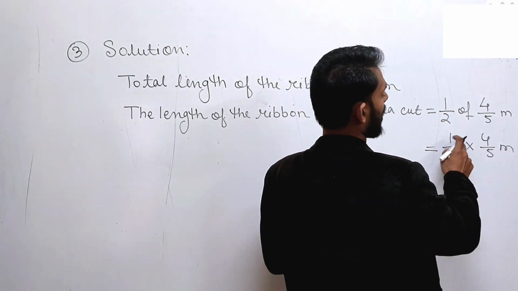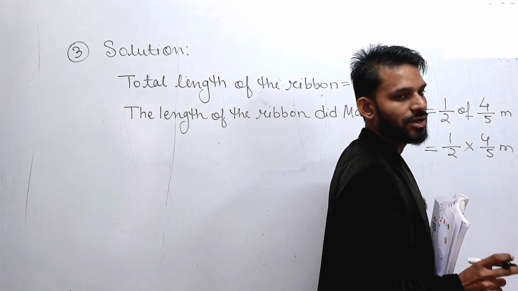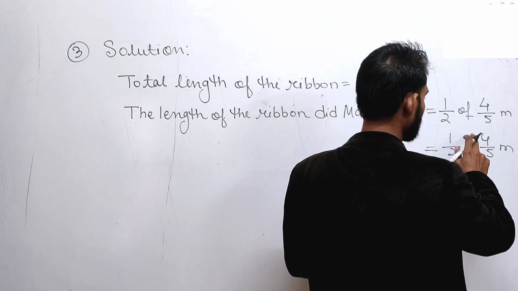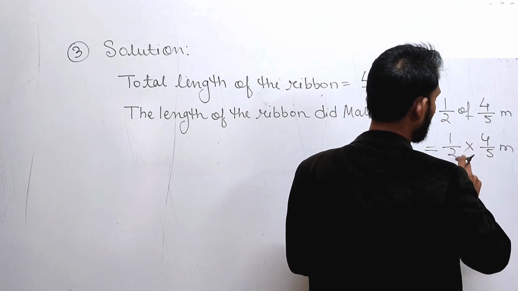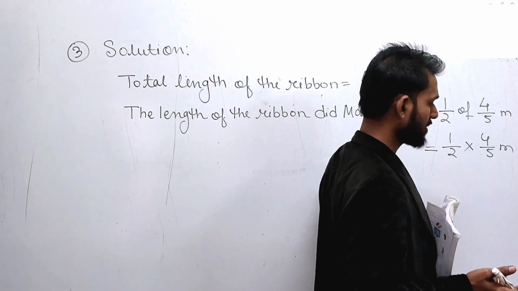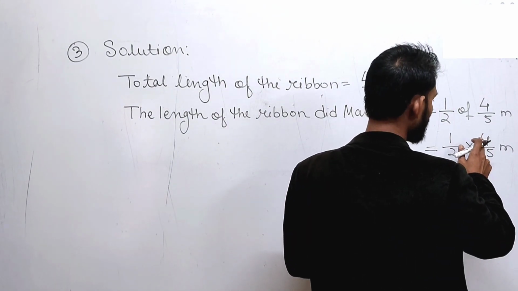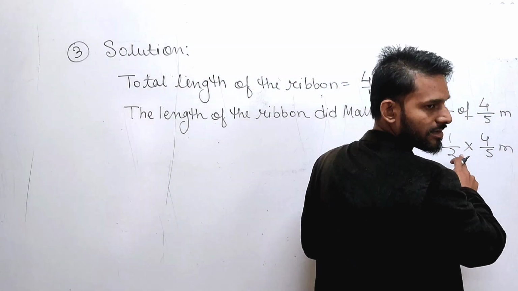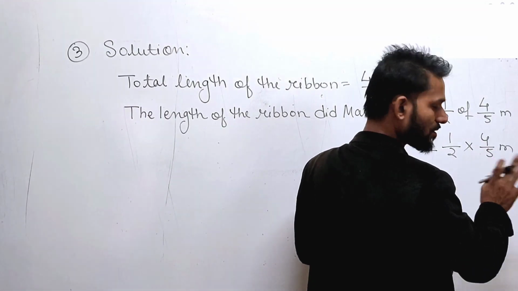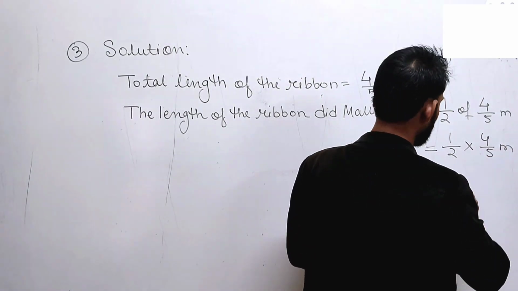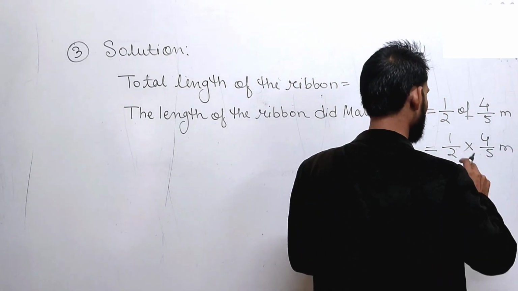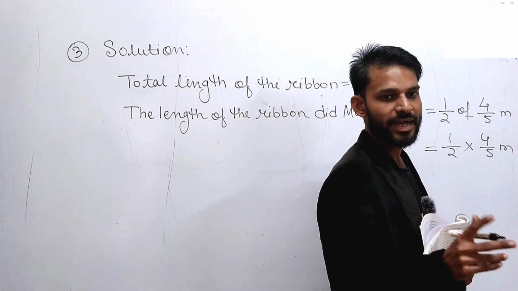Now you see that 1 and 4 here are numerators and 2 and 5 are denominators. If there is a common factor between numerator and denominator, then cut the number, that means you have to divide. So between 1 and 2, is there any common factor? No. 4 and 2? Yes. Between 4 and 5? No. 5 and 1? No. So what is the common factor between 4 and 2? 2. Since both numbers are even, it is divisible by 2.